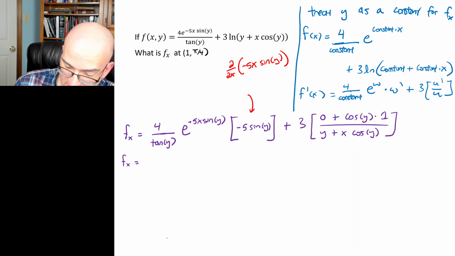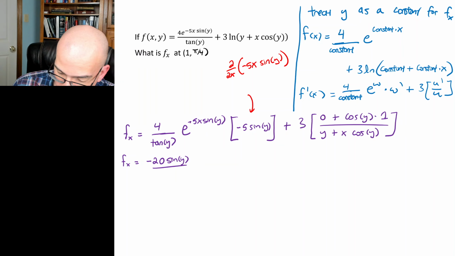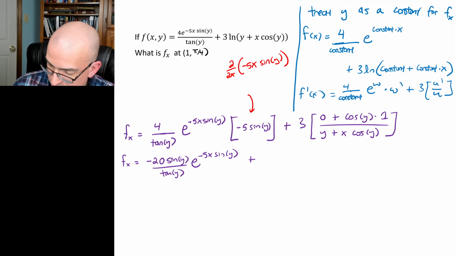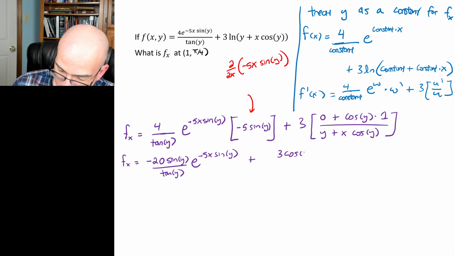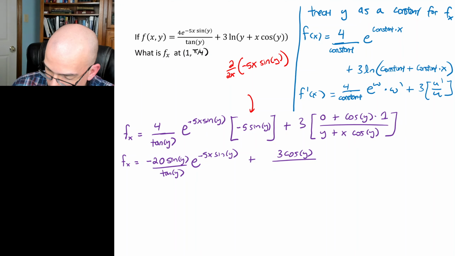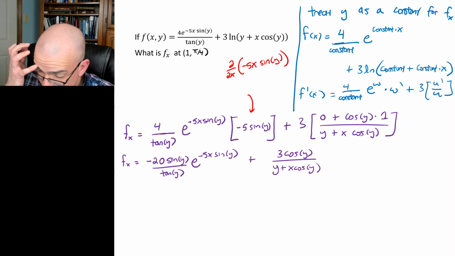All right, so I can bring the negative 5 out front. I have negative 20 sine of y over tan of y times e to the negative 5x times the sine of y plus 3 cos y over y plus x cos y. Now we'll evaluate this at, do I want to do anything else to this?